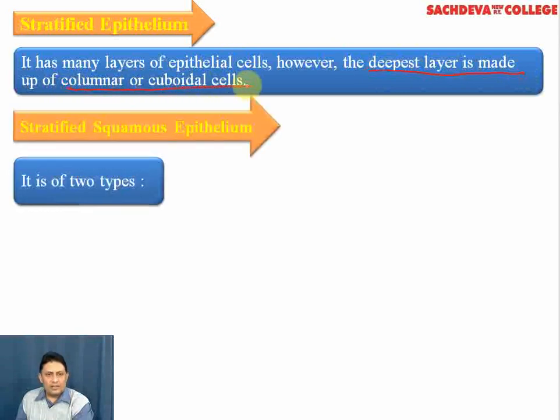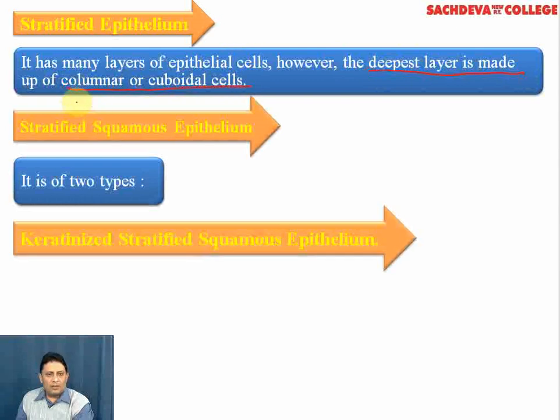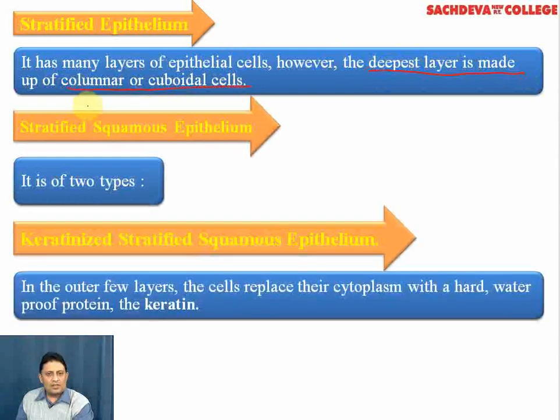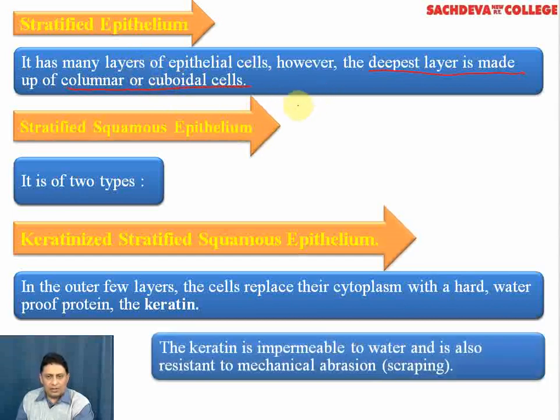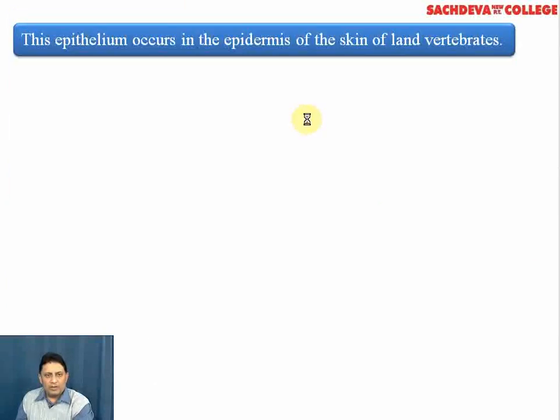Stratified squamous epithelium is of two types. Number one is keratinized stratified squamous epithelium. It is known as keratinized because it contains a waterproof protein which is known as keratin. Keratin, as I just told you, is impermeable to water and is also resistant to mechanical abrasions or injuries. So this type of epithelium will be present in skin. It provides protection to the skin from microorganisms.